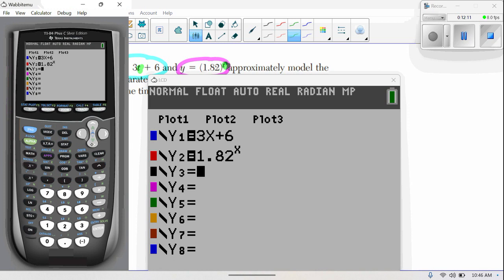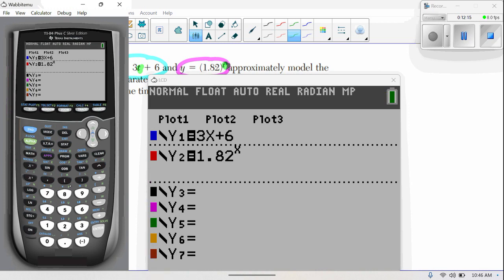1.82 to the x. And you could put the 1.82 in parentheses, that's fine. And if you feel a little nervous, you're like, I'm going to write it exactly like they do on the test. There you go. Write it like that. Delete this out.